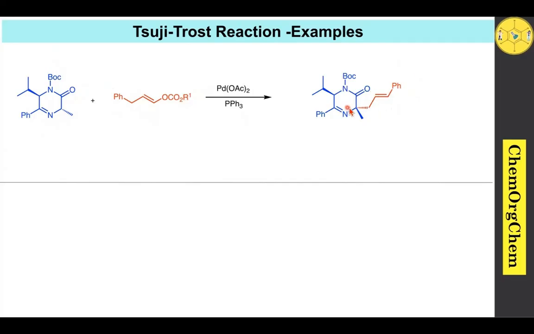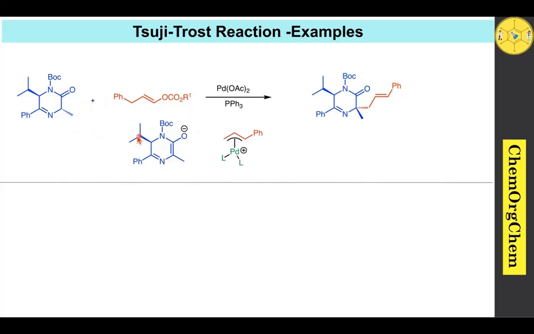So how is the stereochemistry achieved? Let's see. When we use palladium acetate and triphenylphosphine, that could generate the corresponding pi-allyl palladium species. Now this one acts as a nucleophile, generating the corresponding enolate ion. Now you can say that the formation of the enolate ion destroys the stereochemistry of this particular carbon, which could generate this corresponding enolate ion.